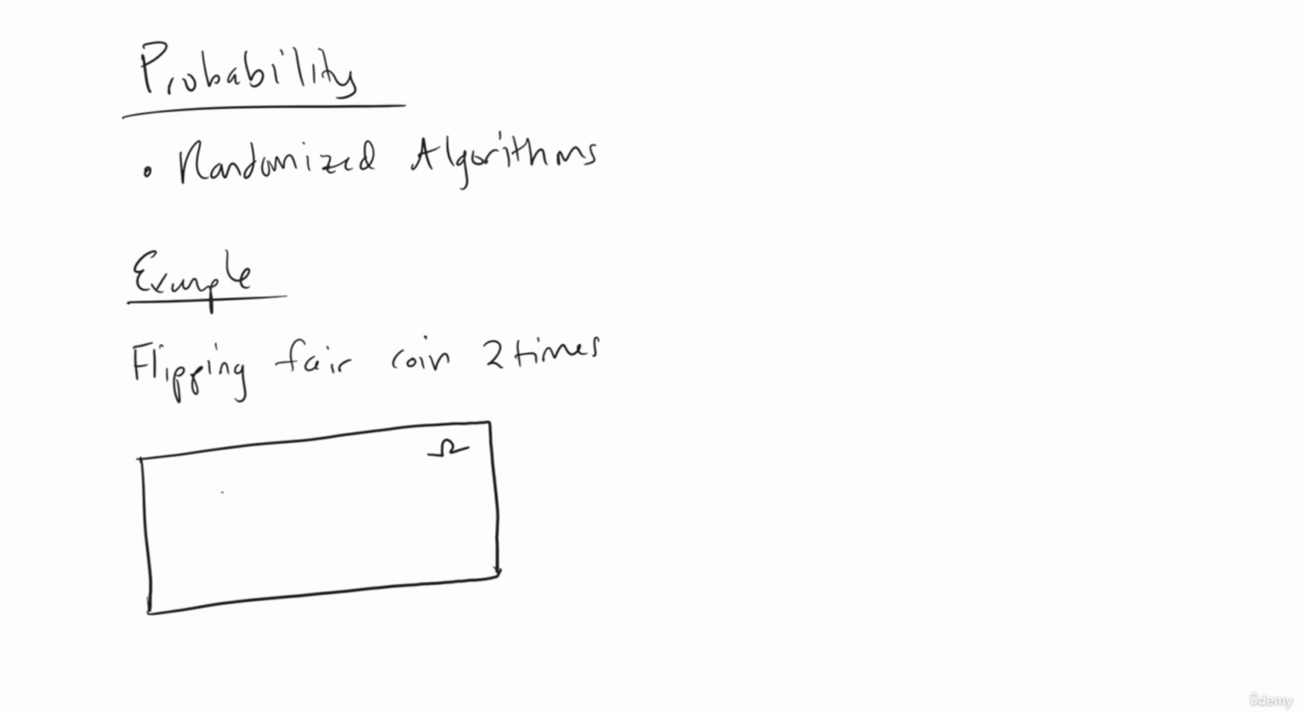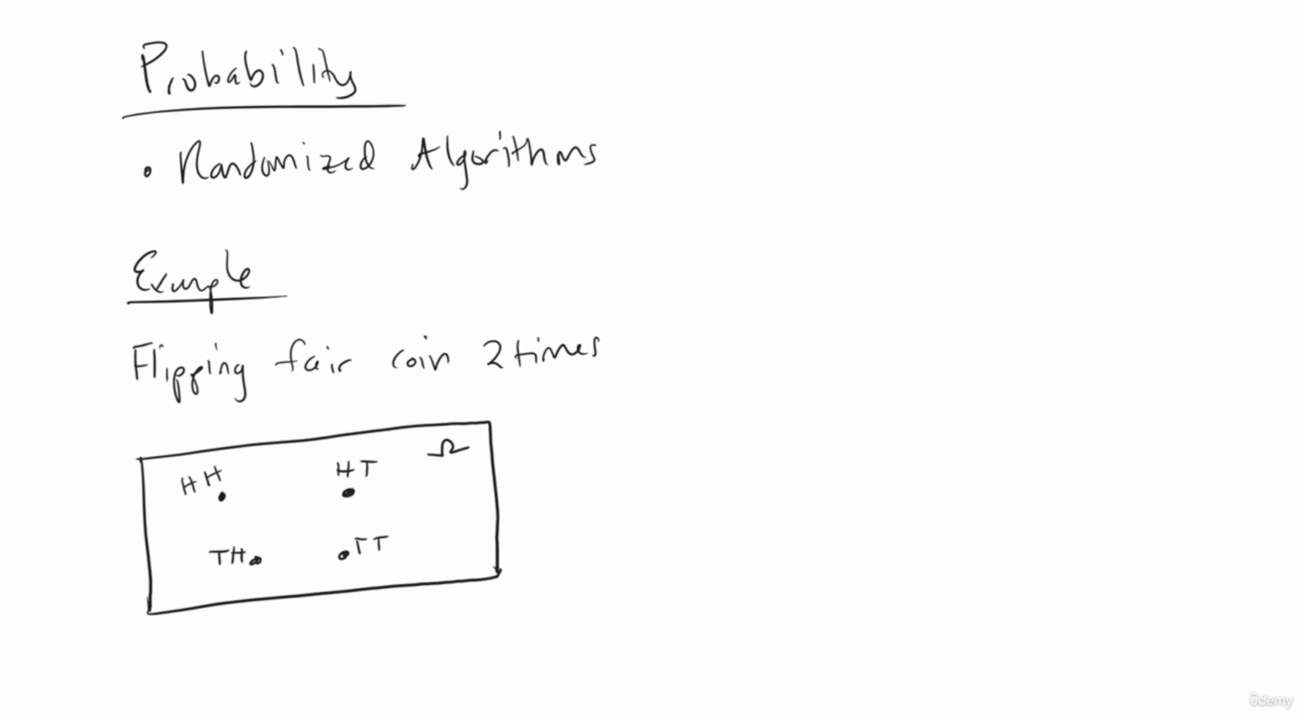A sample space consists of events. Here we're flipping a fair coin 2 times, so there are only 4 possible events that can occur. This one right here signifies us getting 2 heads in a row. This one signifies us getting 2 tails in a row. This one means we get a tail on the first flip, and then a heads on the second. And this one is a heads on the first flip, and a tails on the second.